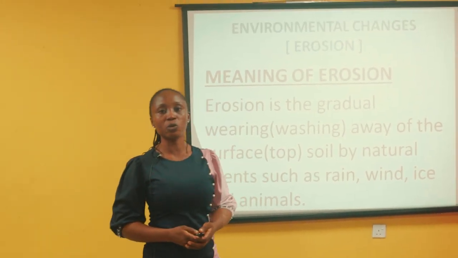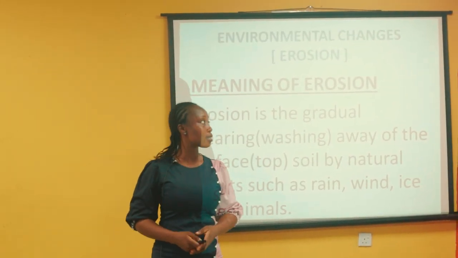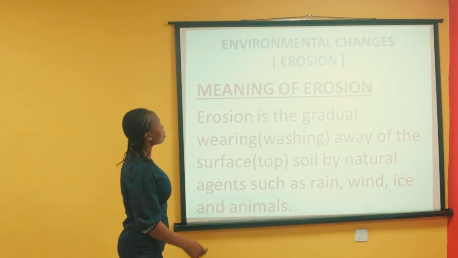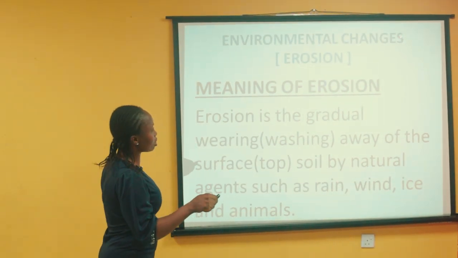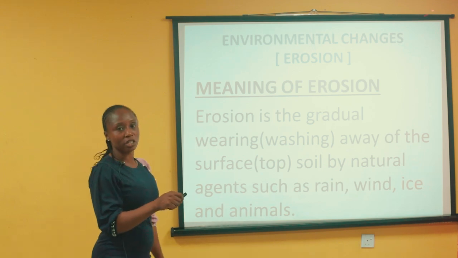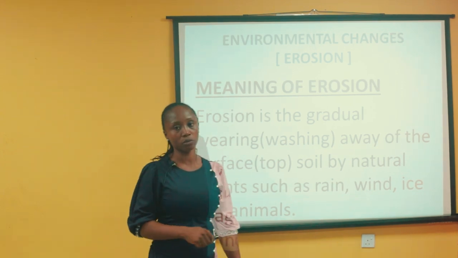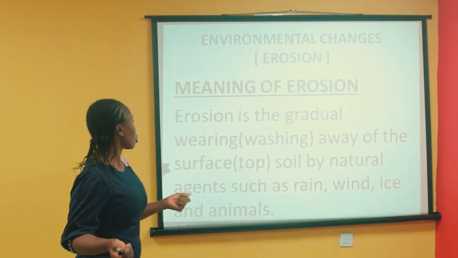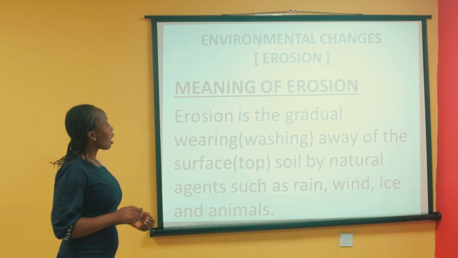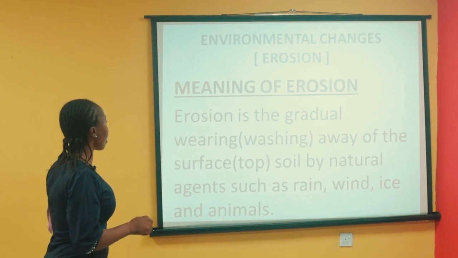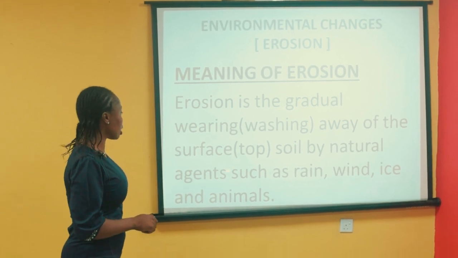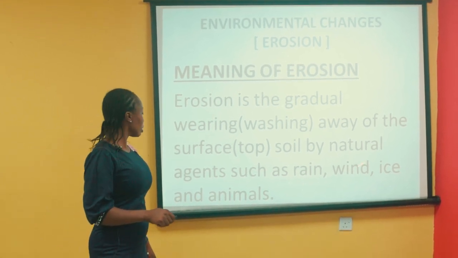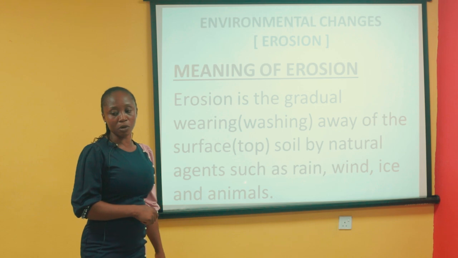The subject we'll be looking at today is basic science. And the topic we're looking at today is environmental changes. And under environmental changes, we'll be looking at erosion. What is erosion? Erosion is the gradual wearing away of the surface soil by natural agents such as rain, wind, ice, and animals.